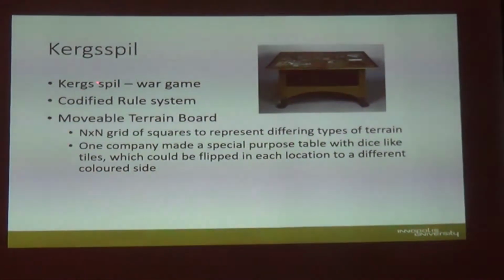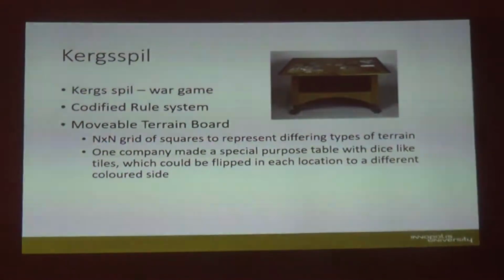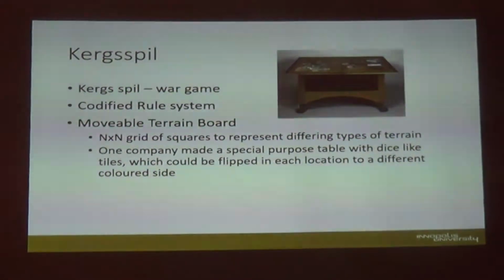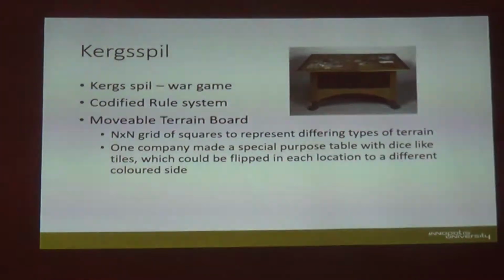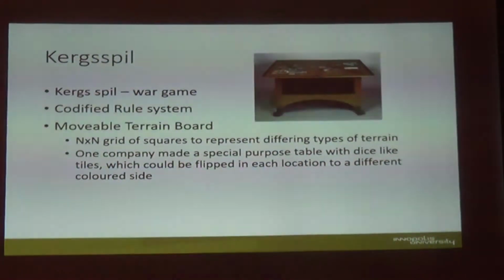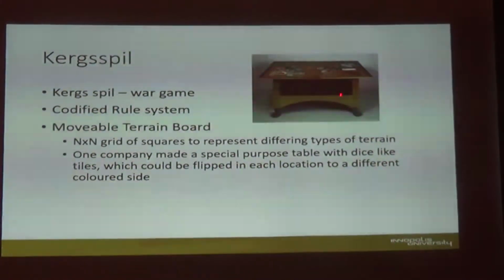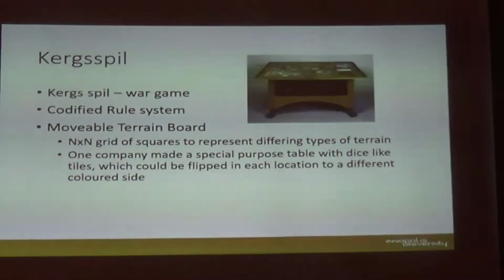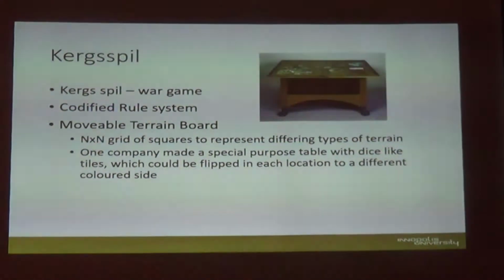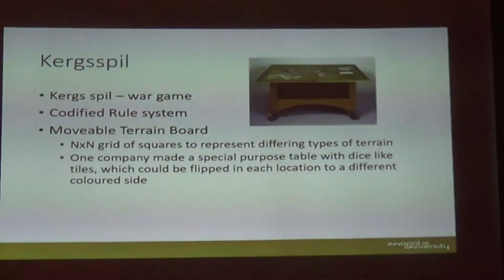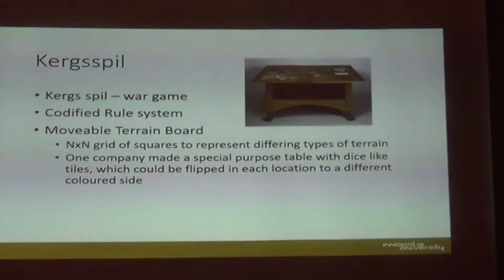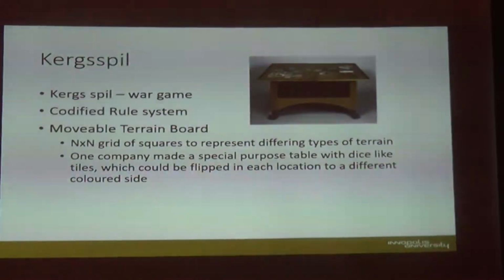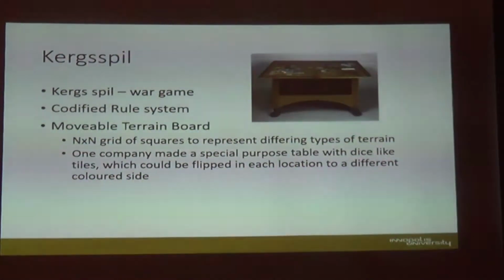So here it is, Spiel, German war game. Okay. It was one of the first to have a codified rule system, and it had a movable terrain board with an n by n grid of squares with different types of terrain on it that you could play on. And one of the first companies that made these kind of tables created a special purpose table where you could actually roll up your board. So you would roll basically big cubes, and depending on which side the cube came out, that would be slotted into the terrain. And they would use this for officer training primarily.